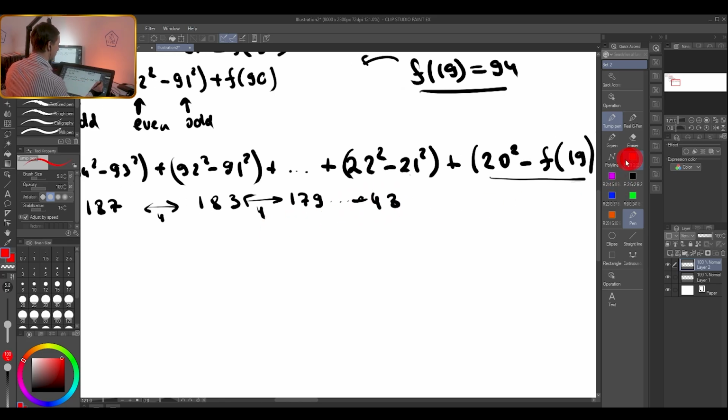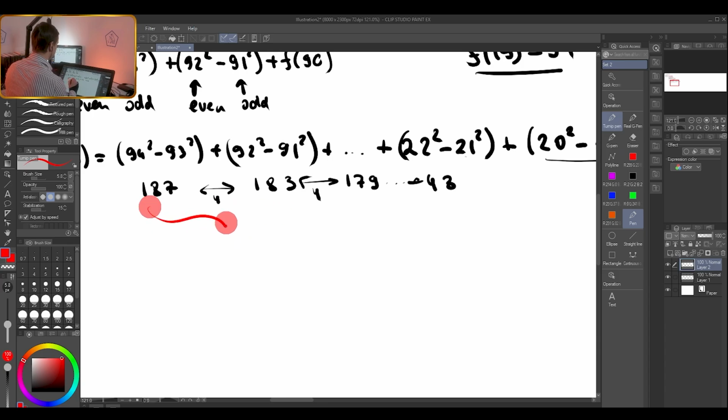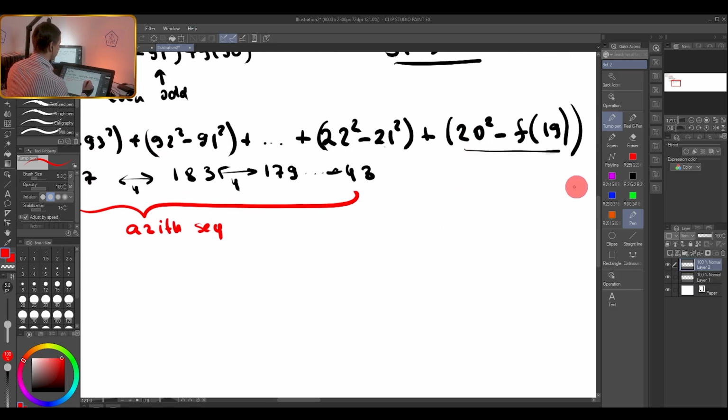And obviously you understand that here you have an arithmetic sequence. You start from 43, and then you add plus 4, plus 4, plus 4, plus 4, and you end up here. And the final number here that we have, we can calculate it manually. It will be like 400 minus f of 19, which is simply 94. So this part is not a part of our arithmetic sequence.